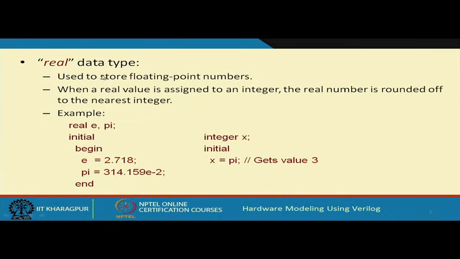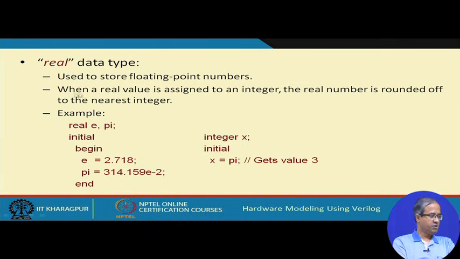Talking about real data types, as the name implies, they are used to store floating point numbers, numbers with fractional parts. Just like in a high level language, whenever you assign a real value to an integer, there is a little difference. Normally in a high level language like C, the number is truncated and the integer part is stored, but here it is rounded off.